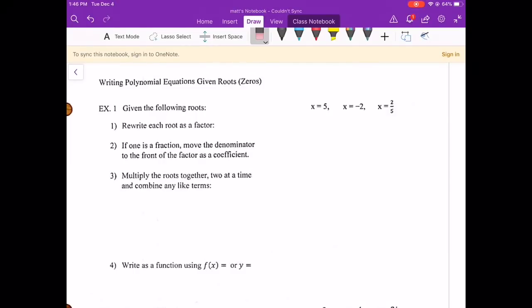This is a tutorial video on writing polynomial equations given the roots. So I'm going to take these zeros that are already solved, and I'm actually going to go backwards, write them as factors, and then I'm going to multiply them out to have the full polynomial in standard form. So it is a little bit of a long process, so stay with me.